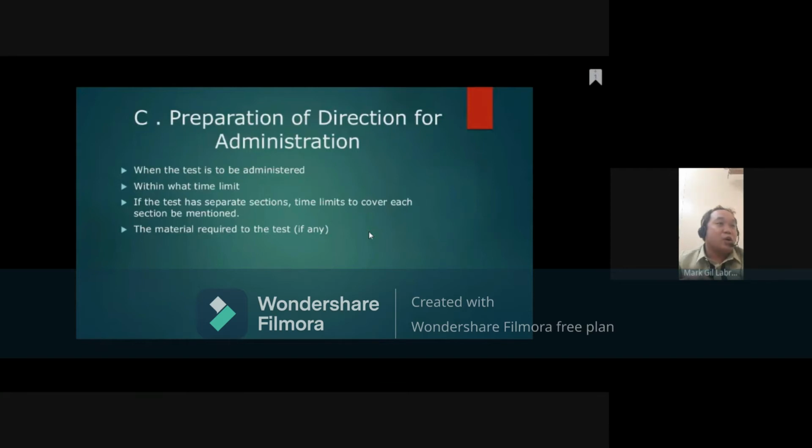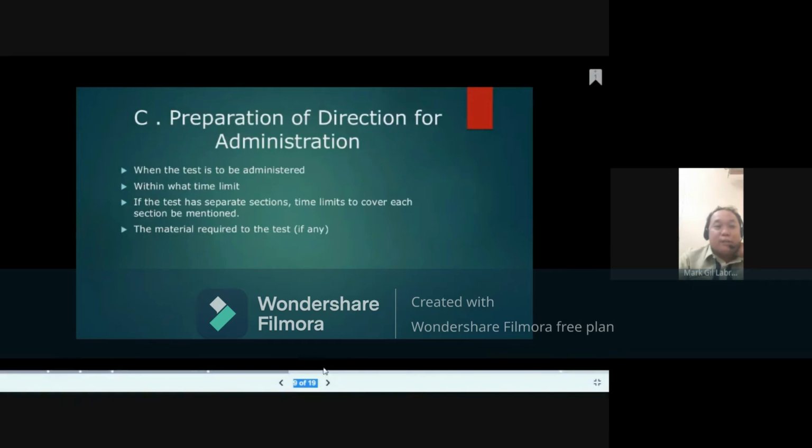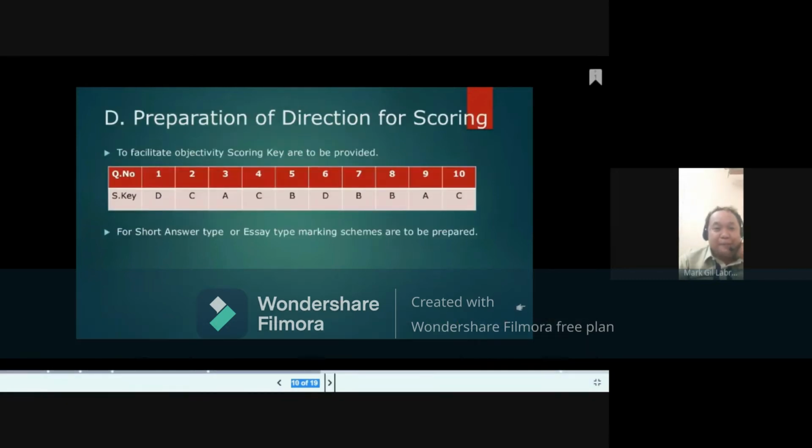What else? So letter C is preparation of direction for the administration. When the test is to be administered, there should be a clear direction. Within what time limit? Sometimes nasa direction yan ng test paper kung how to administer, what time limit, and if the test has separate sections, time limits to cover each section be mentioned, and the material required for the test, if any. Ako naman, kung magbibigay ako ng exam sa inyo, orally ginasabi ko kung anong time.